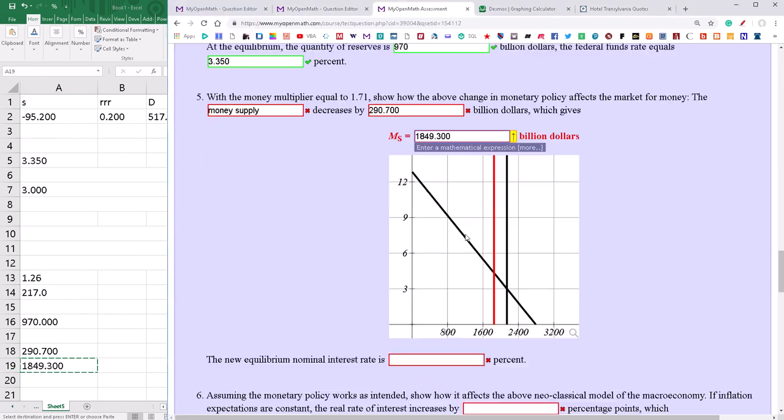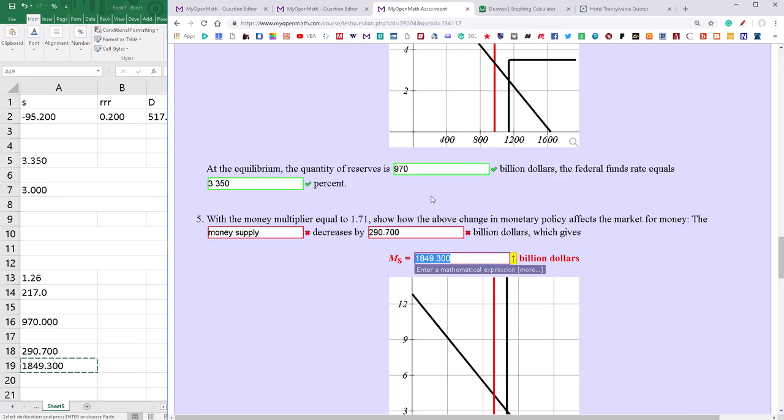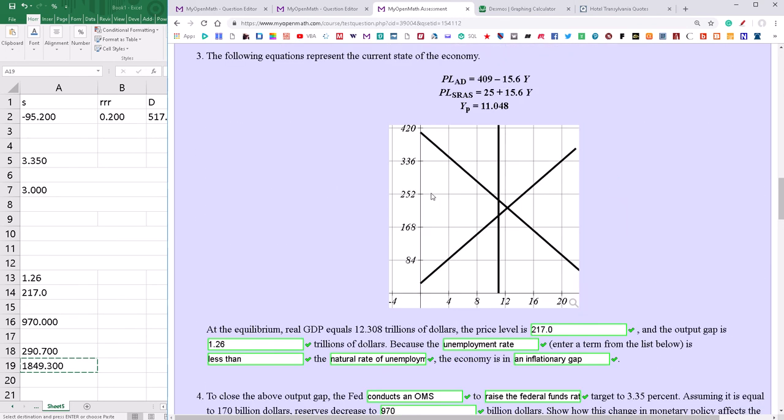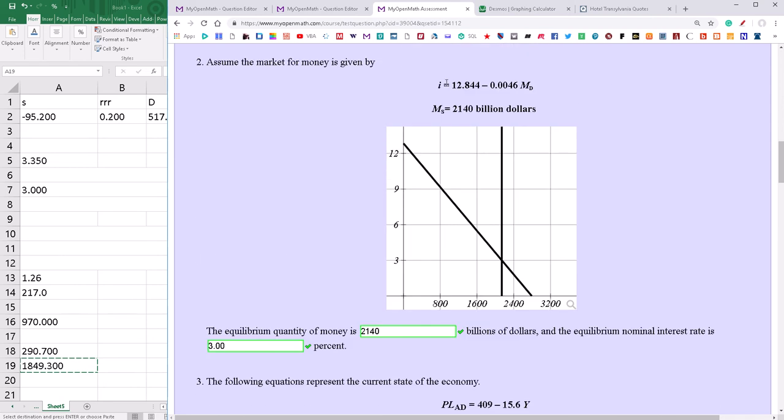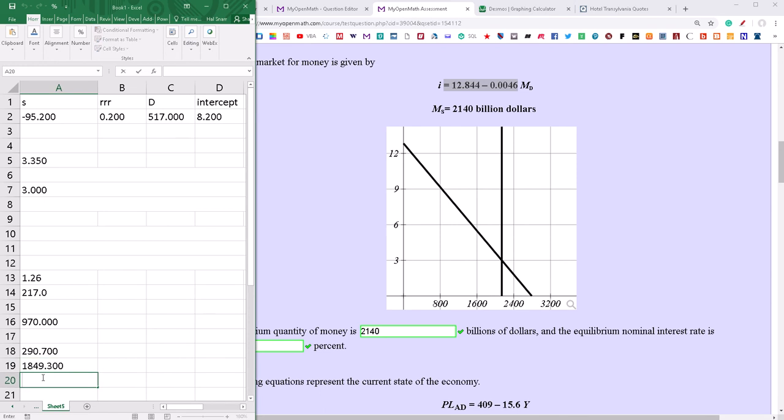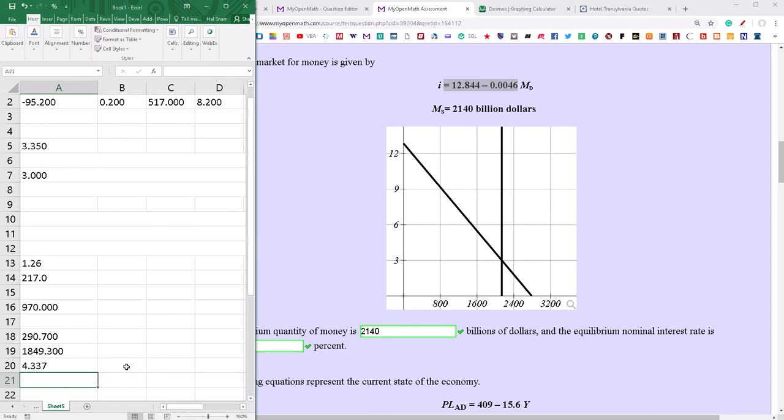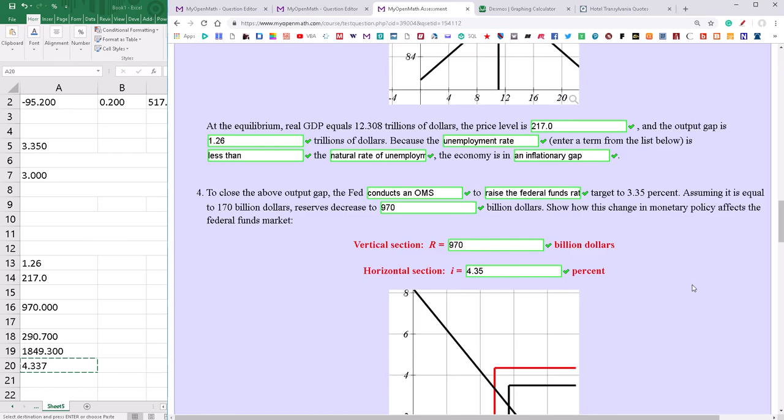Okay. And then we got to plug this value into the demand for money, right? We got to plug it into the demand for money. And the demand for money is right here. I'm going to take this and copy it into Excel. And we're going to multiply that slope by that quantity of money. And we get a nominal interest rate of 4.337.